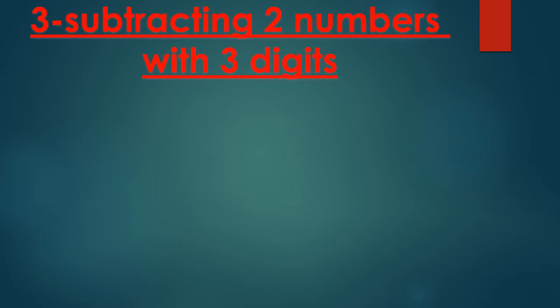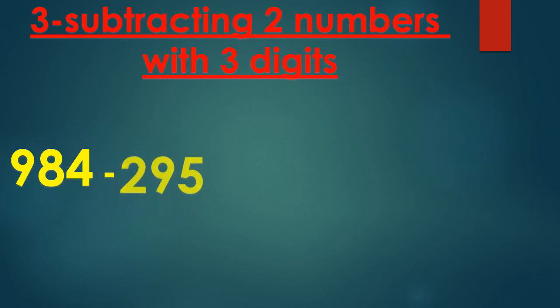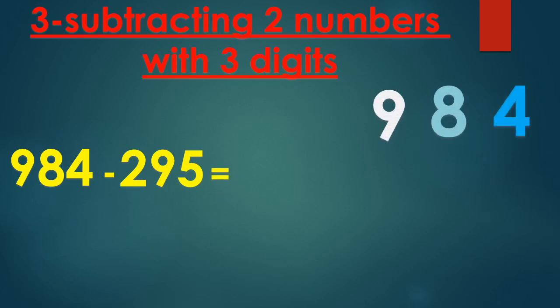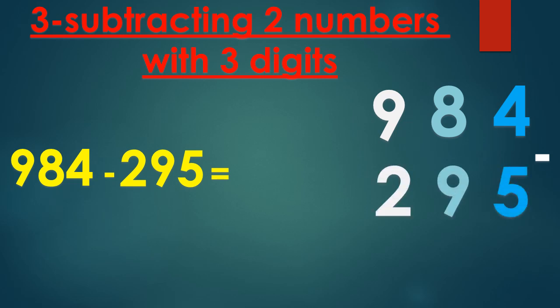Another example of subtracting two numbers with three digits is 984 minus 295. First, we write them one below the other, then we start from the right. 4 is less than 5, so we borrow 1 from the 8. It becomes 14, and the 8 becomes 7. 14 minus 5 is 9.